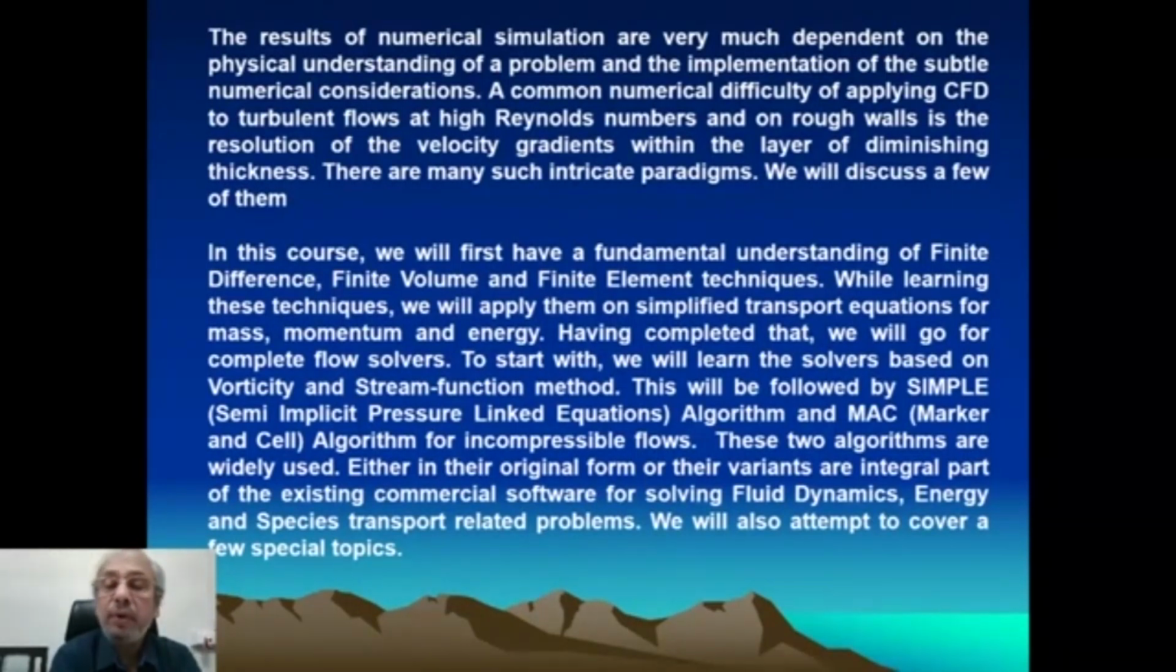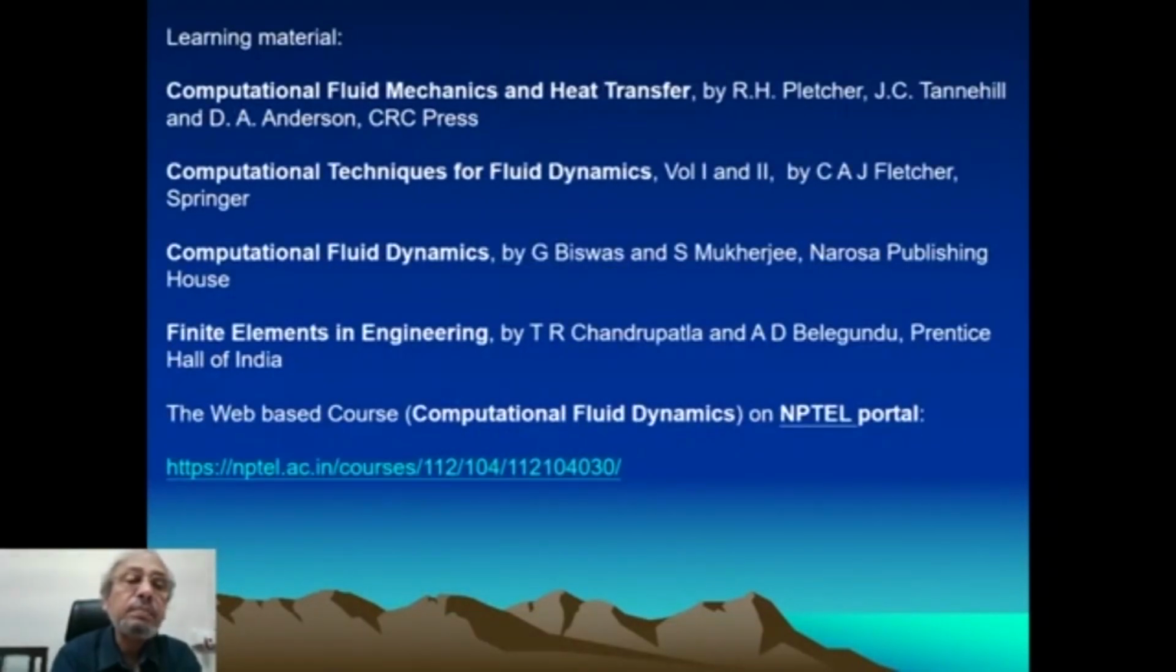MAC is an acronym for Marker and Cell method. We'll learn these two as incompressible flow solvers. These two algorithms are very widely used, either in their original form or their variants are an integral part of the existing commercial software for solving fluid dynamics, energy, and species transport related problems, even combustion related problems. We'll also attempt to cover a few special topics.